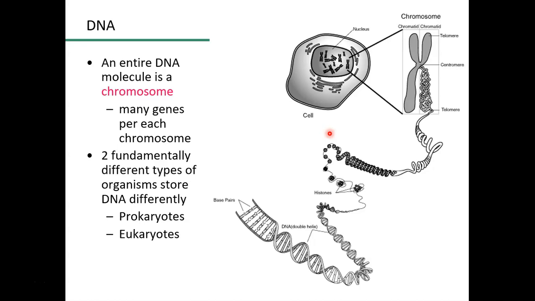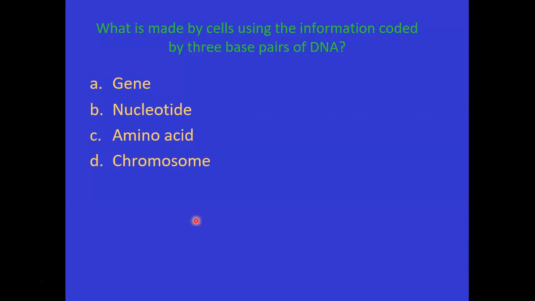Now there are 2 fundamentally different types of life forms on the planet in the way that they store their DNA. There's prokaryotes and eukaryotes. You and I are eukaryotes, as we will see. Let's first look, though, at the prokaryotes. Oh, look at that. I forgot that I had a check-in question here for you before we go into prokaryotes.